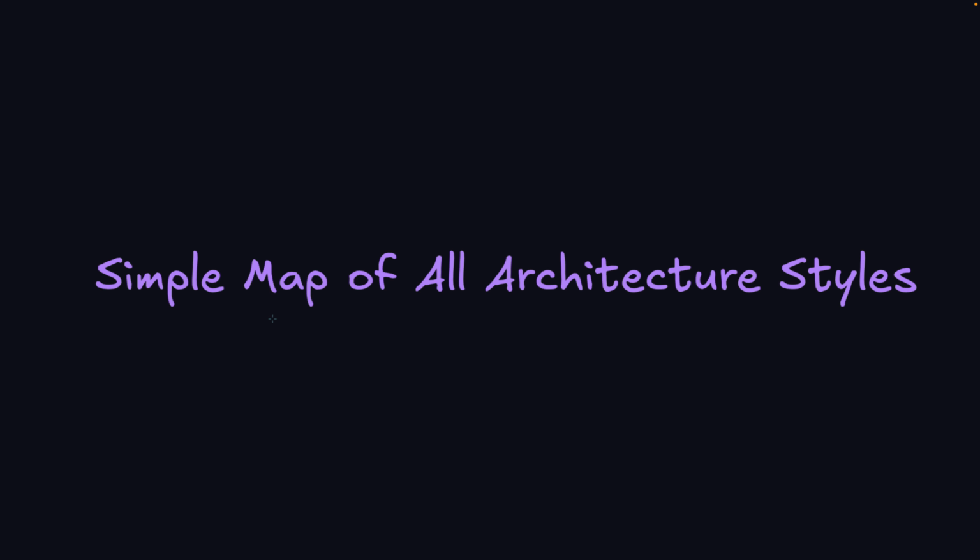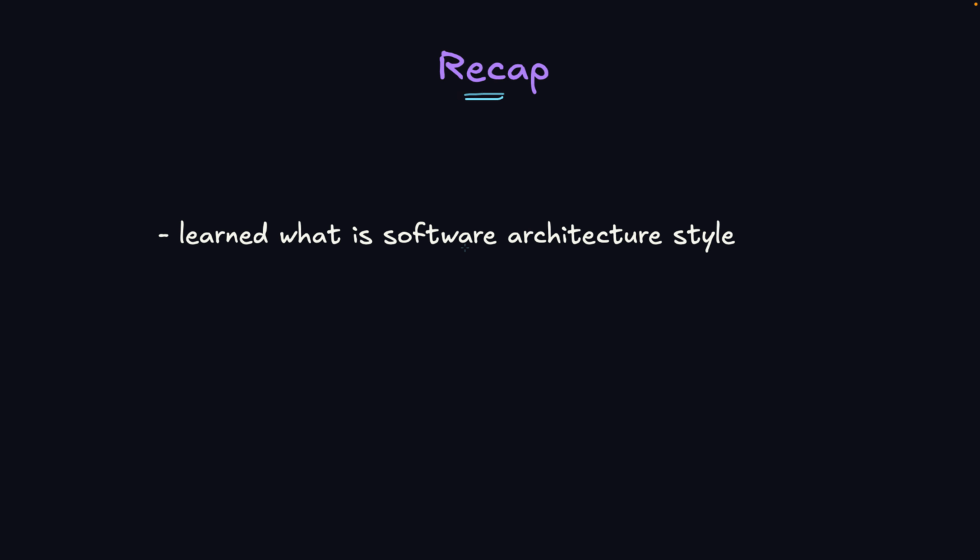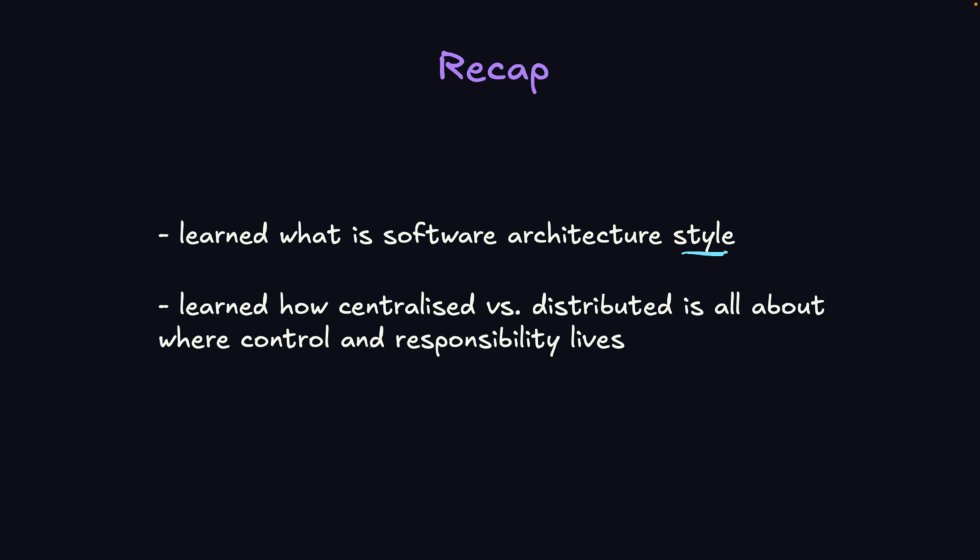Let's create a simple map of all the architecture styles in this video. Let's first recap what we have learned so far. We have learned what is software architecture style, and we also learned that centralized versus distributed architecture is all about where control and responsibilities live.